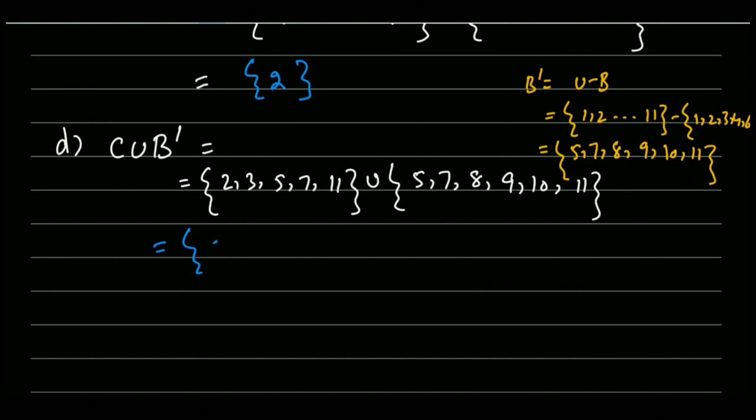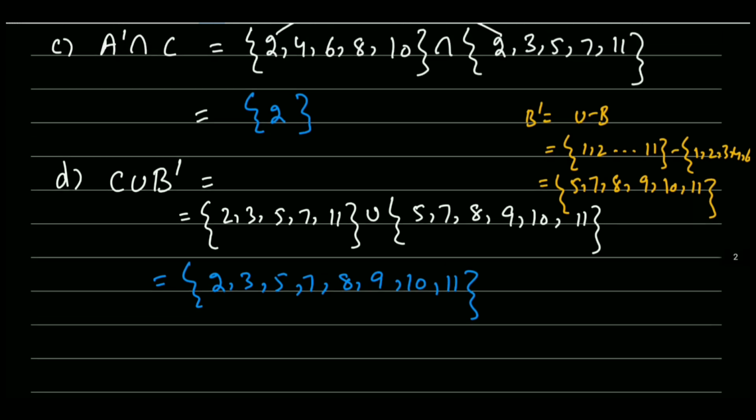So what will be the answer? 2, 3, 5, 7, 8, 9, 10 and 11. We will combine all the elements of both sets. So this is the way we have to write set notation into simple form, into listing form.